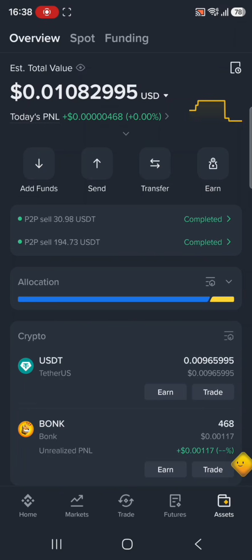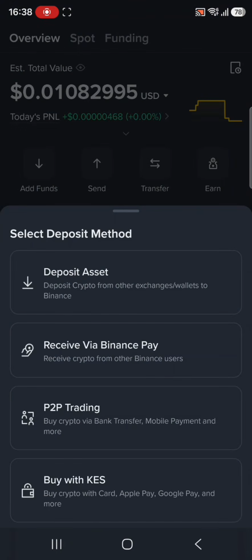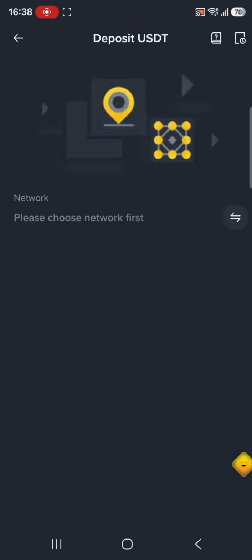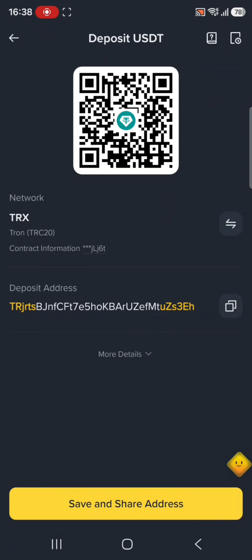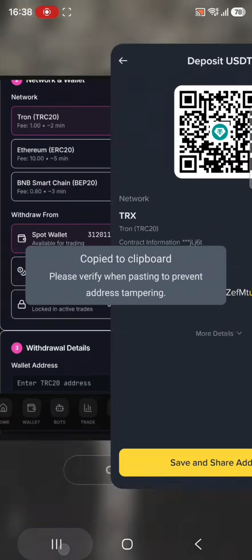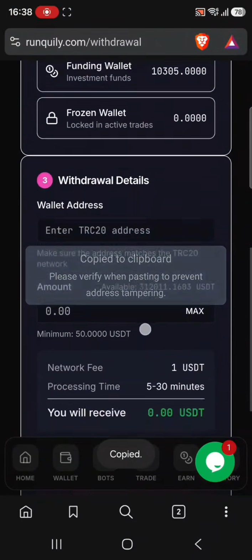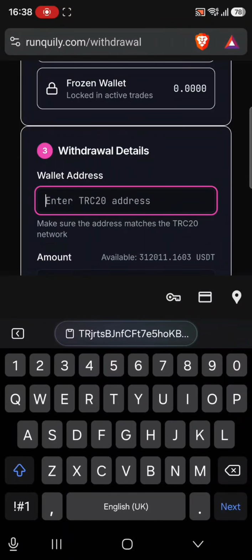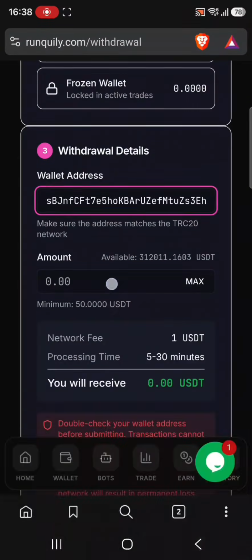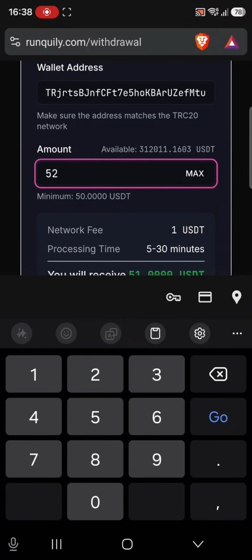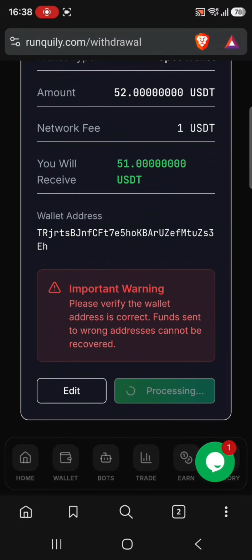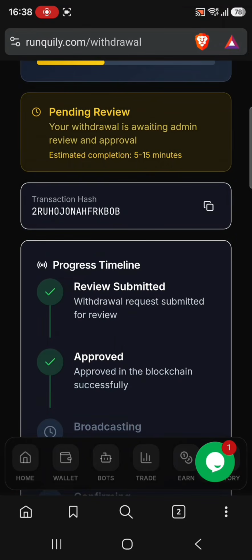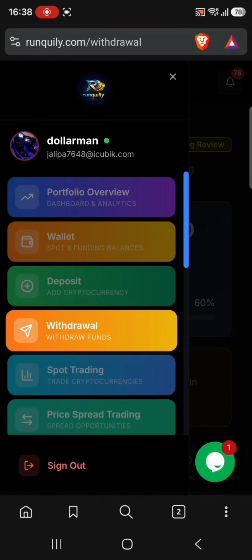So in withdrawal, just go to your Binance, you click on deposit assets, you choose your currency that you want to withdraw, then you click on the address, the network, then you copy the address, you go back to your Ranquilly, you come and click on enter wallet address. So you paste the address, then you enter amount. Remember, there is 2 USDT for transaction fees, so we'll be expecting 50 from this withdrawal. And remember, it falls under arbitrage trading.